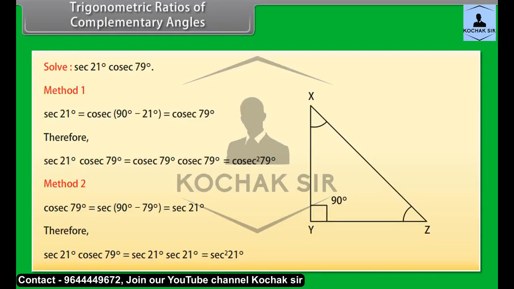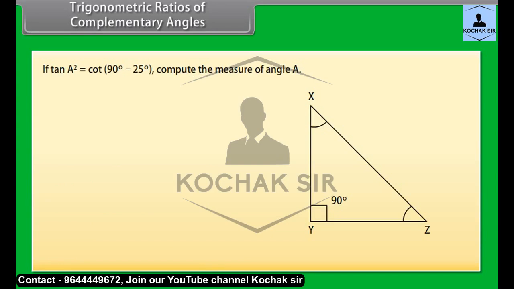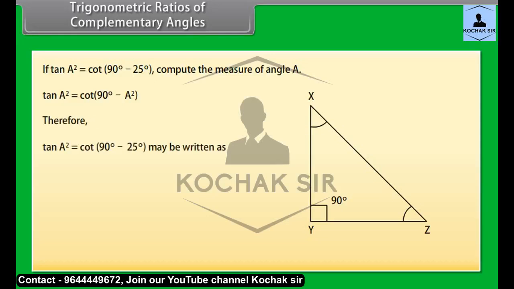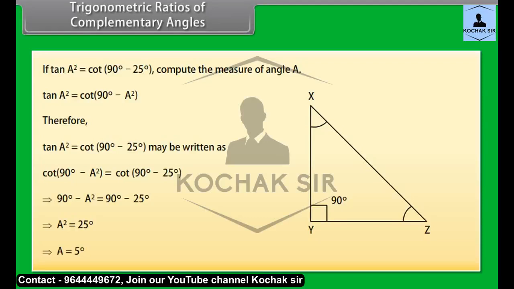Let us attempt one more question. If tan A square is equal to cot (90 degrees minus 25 degrees), compute the measure of angle A. Tan A square is equal to cot (90 degrees minus A square). Therefore, tan A square is equal to cot (90 degrees minus 25 degrees) may be written as cot (90 degrees minus A square) equals cot (90 degrees minus 25 degrees). It implies that 90 degrees minus A square is equal to 90 degrees minus 25 degrees. In other words, A square is equal to 25 degrees. A is equal to 5 degrees.